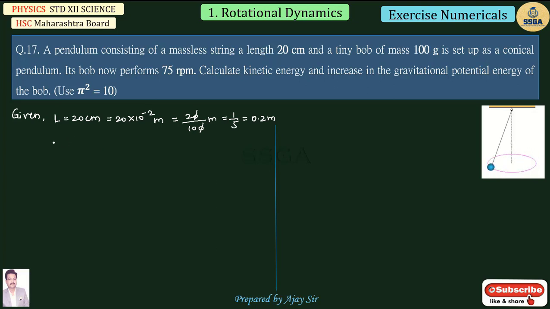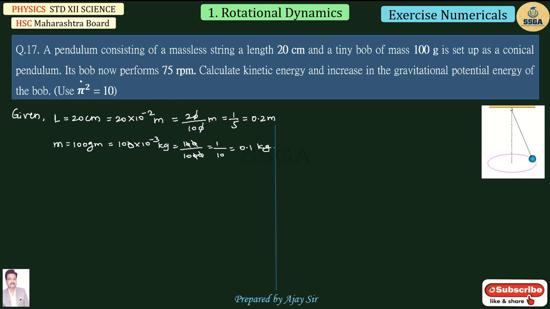Now the mass is also given in CGS unit, that is 100 gram. You have to convert this into kilogram. So 100 into 10 raised to minus 3 kg. Therefore it is 100 divided by 1000. So the zeros get cancelled. Therefore it is 1 upon 10, which is equal to 0.1 kg.